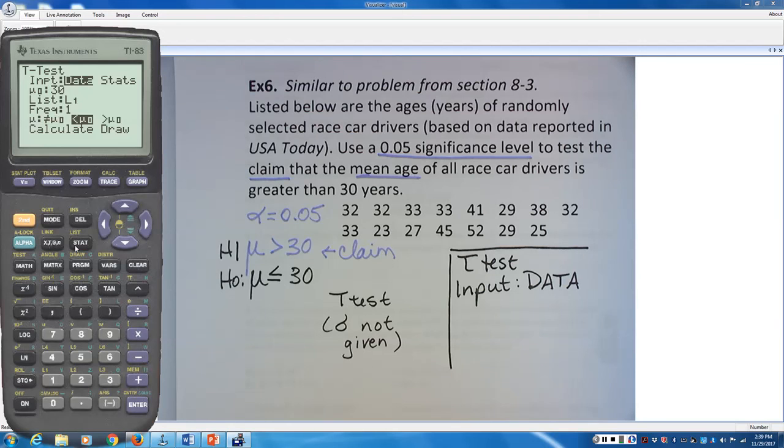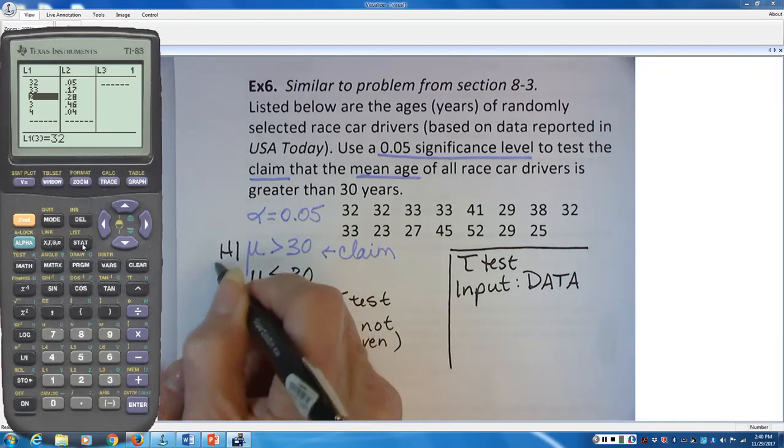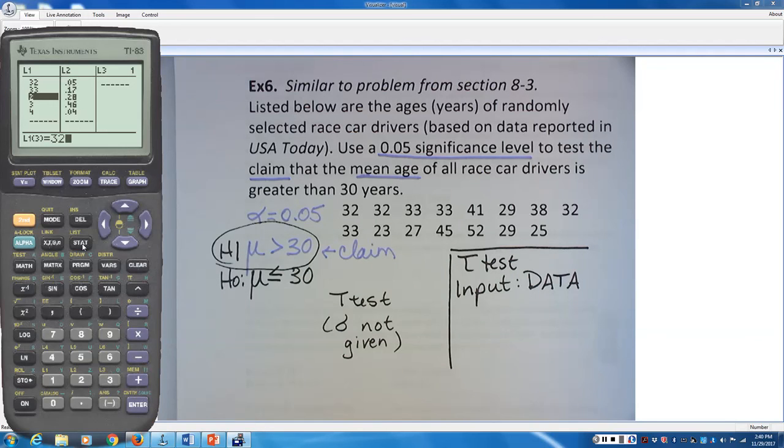So first thing we need to do is hit stat, go to edit, and enter the data in list 1. Why are we going with less than? That's what the claim says. Oh, greater than. I'm sorry.